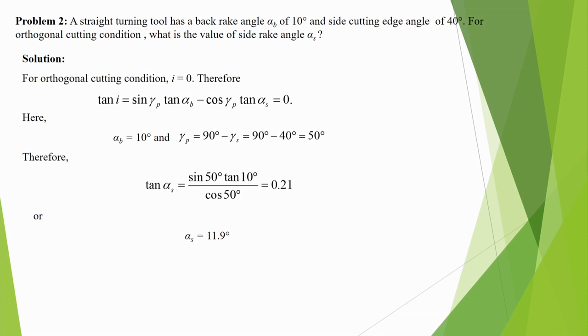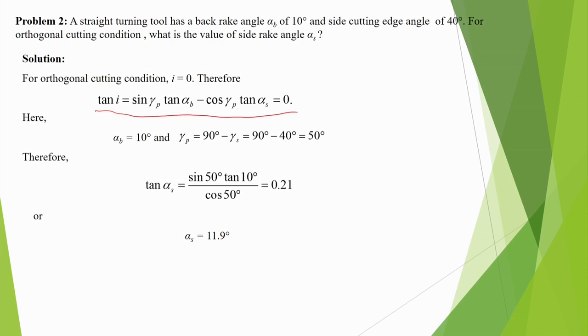A straight turning tool has a back rake angle alpha b of 10 degree and side cutting edge angle of 40 degree. For orthogonal cutting condition, what is the value of side rake angle? Suppose we have done this. So for this, you know that for orthogonal cutting condition, I is equal to 0. Now you have to remember this formula which I taught long back, that tan I is equal to sin gamma p tan alpha b minus cos gamma p tan alpha s, that should be equal to 0.